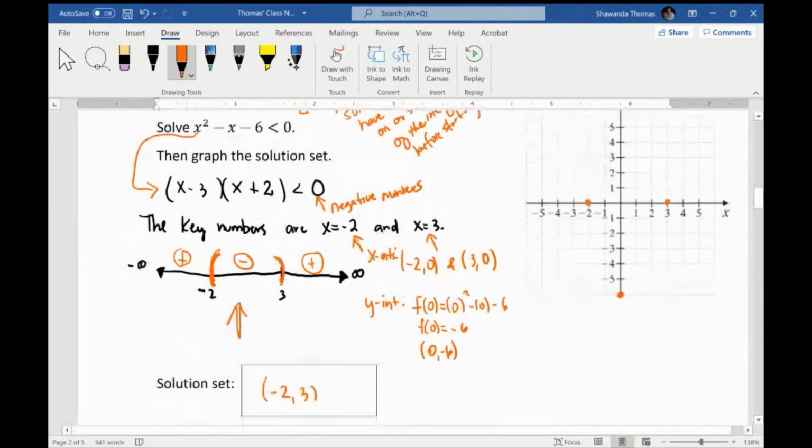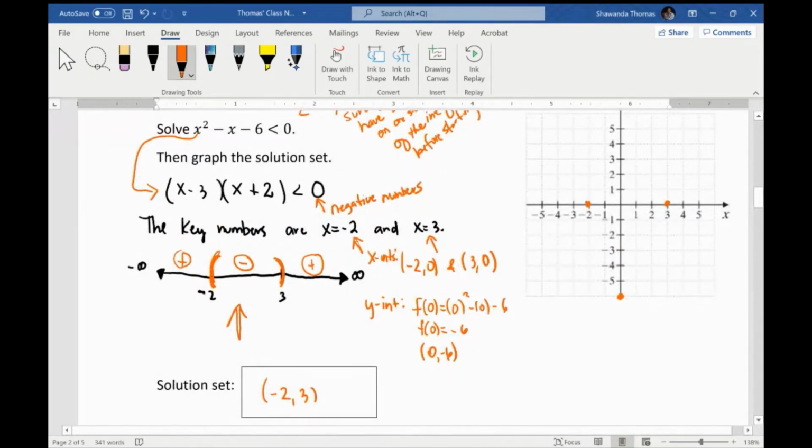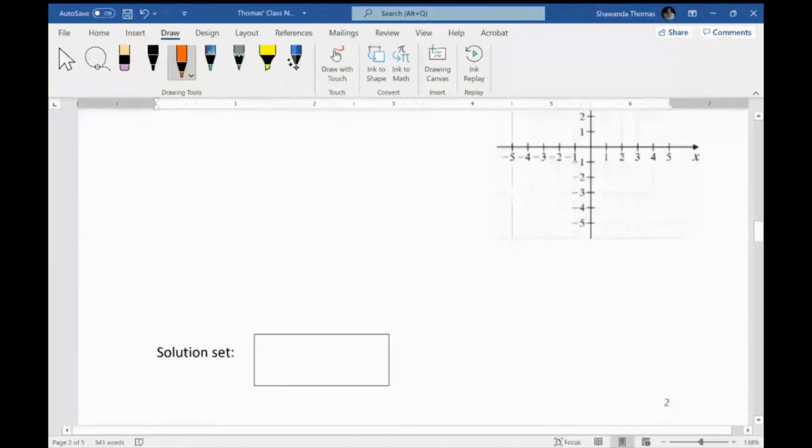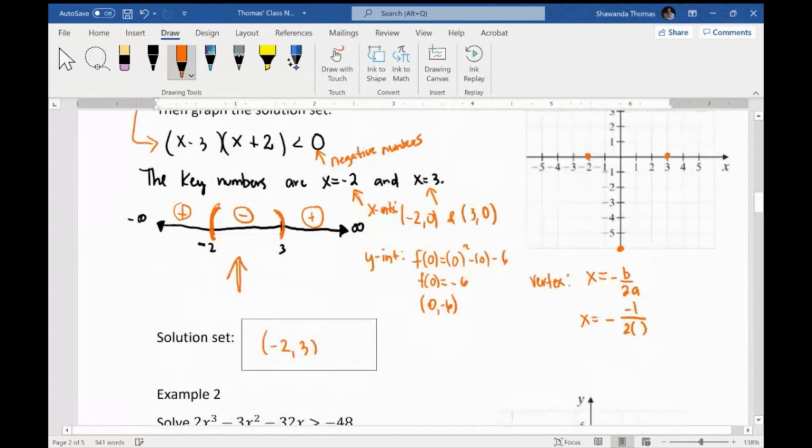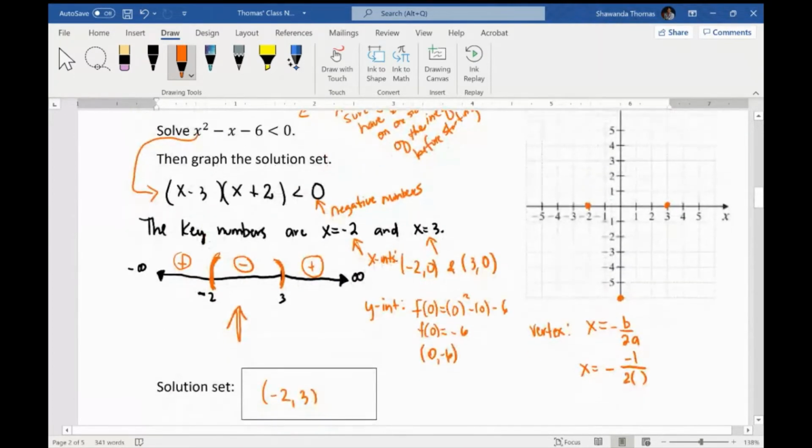I'm going to attempt to do the vertex really quickly. So y'all following. We know that's x equals negative b over 2a. This is an easy way to do it. Negative b. B is what? -1. So negative b is 1. All right. What's a? 1. Yep. So that's 1 over 2. So we know it's 1/2.